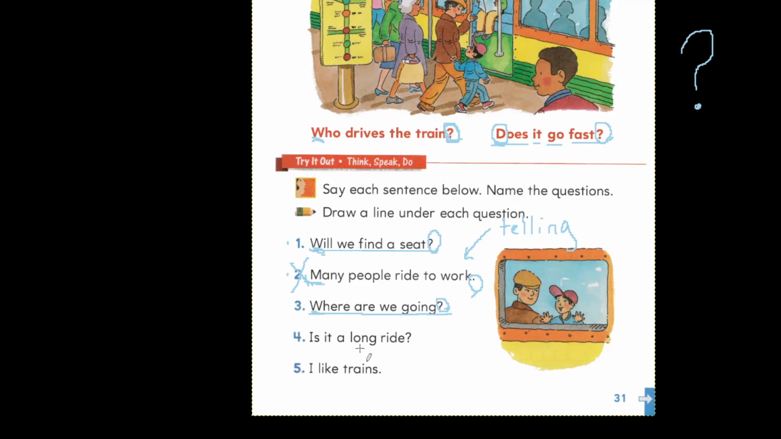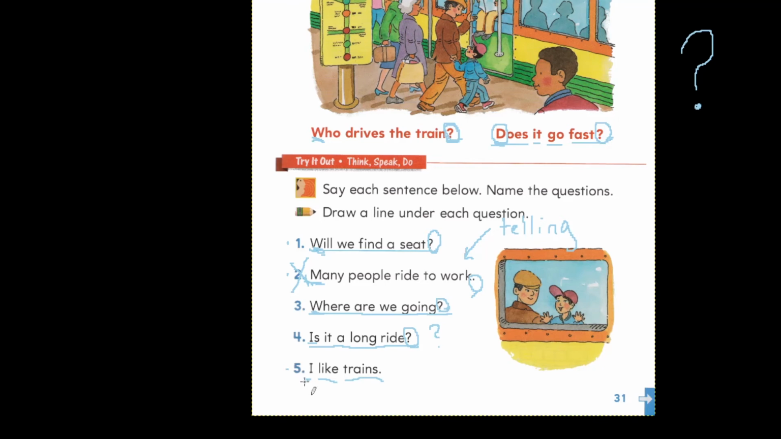Number four. Is it a long ride? So we have the uppercase I. Is it a long ride? And look, we have our question mark. So this right here is a question sentence. So we underline it.